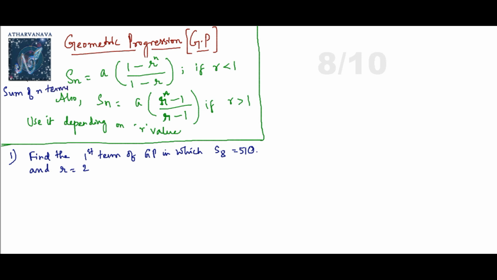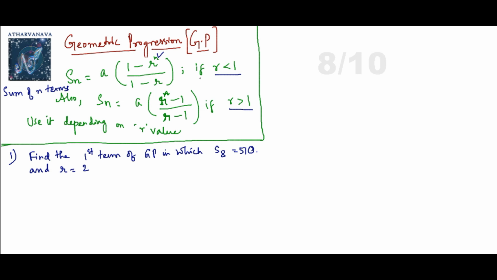Say for instance, in a question you are asked to find the sum of 10 terms or 15 terms, or the sum of 30 terms, sum of say 100 terms, like that. So you have to use one of these formulas depending upon your r value. Sn is equal to a into 1 minus r power n by 1 minus r. Observe that there are two r's in the formula, but only the numerator part has an exponent, that is n here.